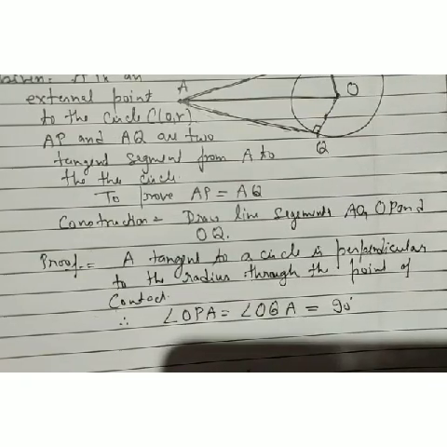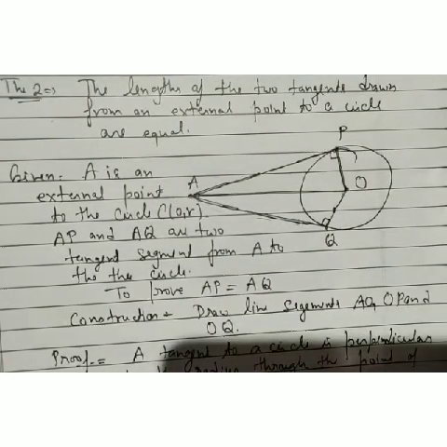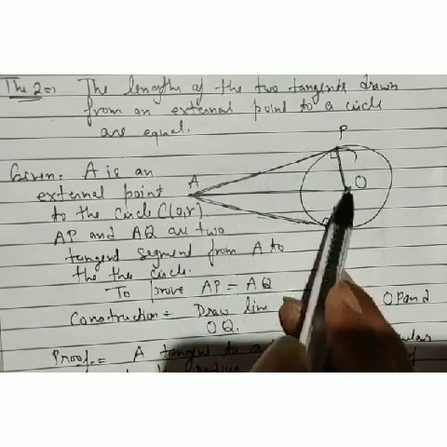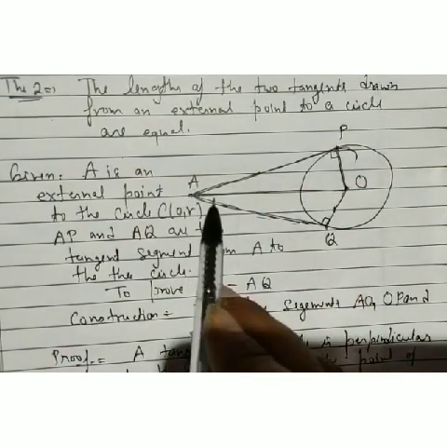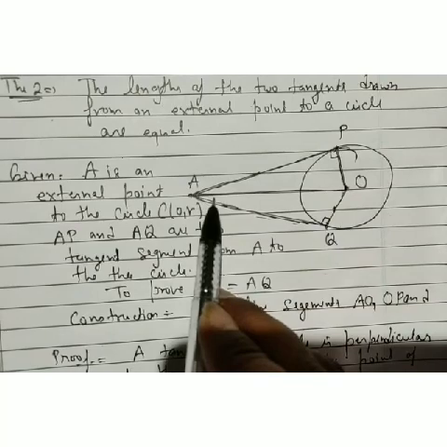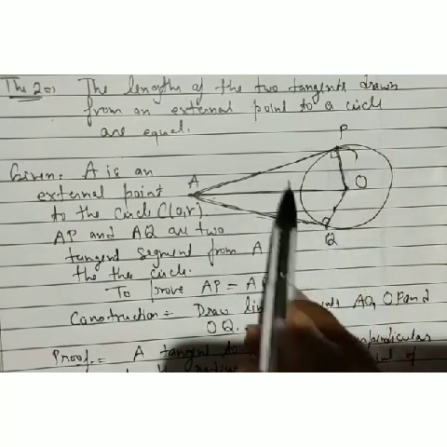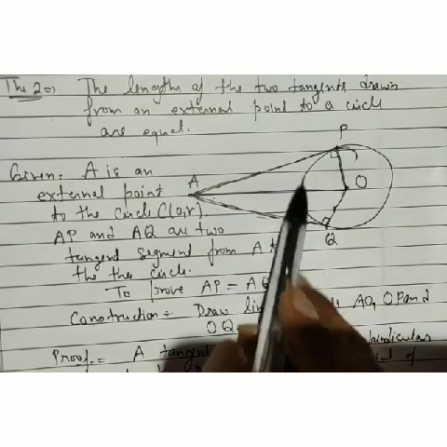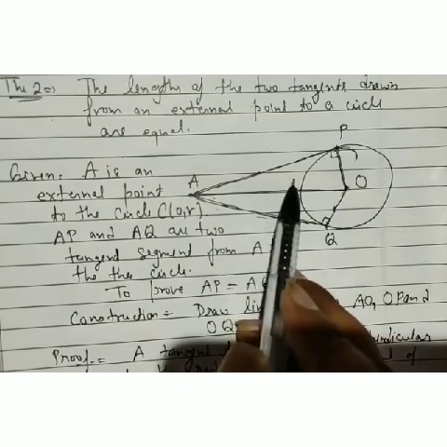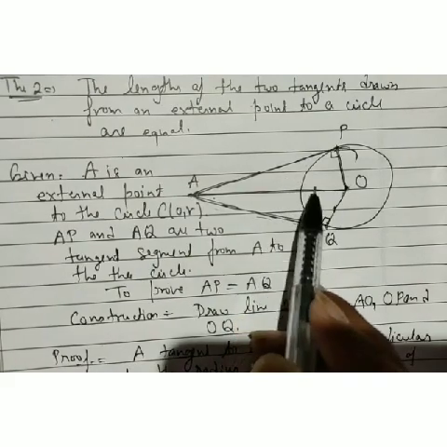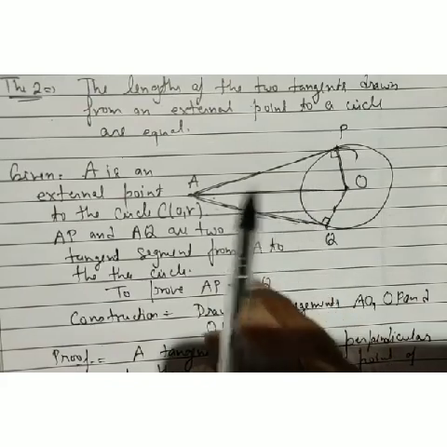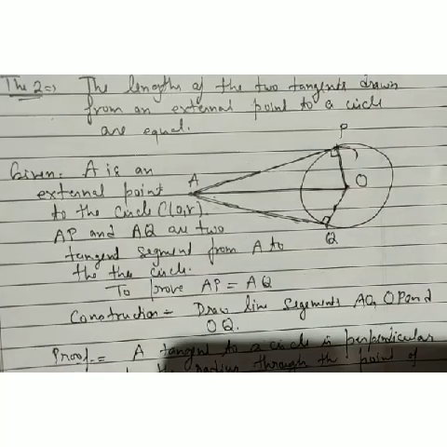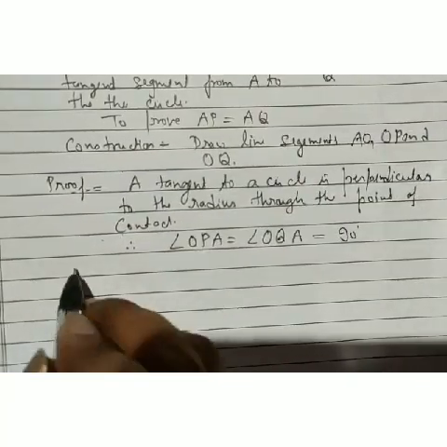Now look, to prove that these lengths are equal, we have two right angle triangles, OPA and OQA. We consider these two right angle triangles and show that they are congruent to each other. Then, using CPCT, we are able to prove that the length of AP is equal to the length of AQ. This is our basic concept to prove it.